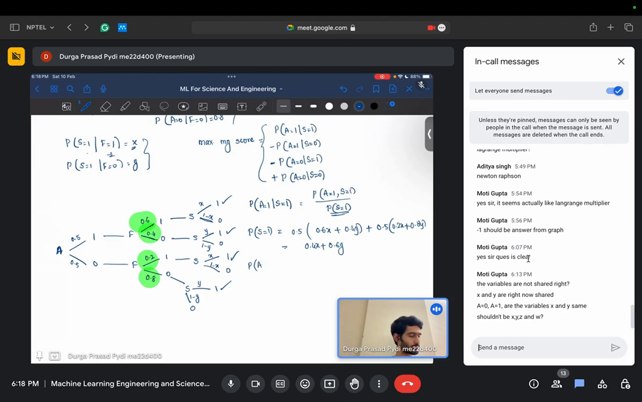Now what is the probability that a equal to 1 and s equal to 1? So I want both a and s to be 1. So I have a equal to 1, s equal to 1, this and this. These 2 branches will give me both a and s equal to 1, the joint distribution. So I need to just add those 2. That will be 0.5 times (0.6x plus 0.4y).